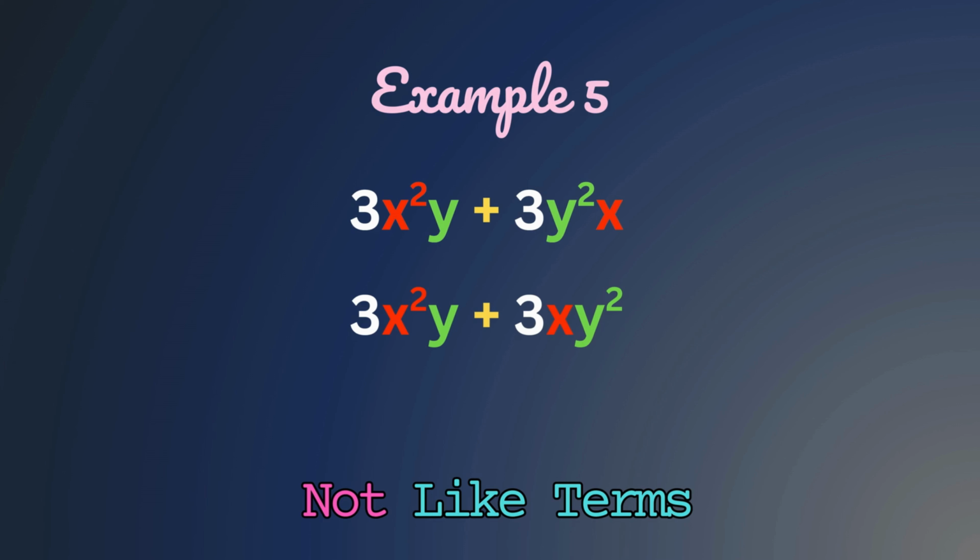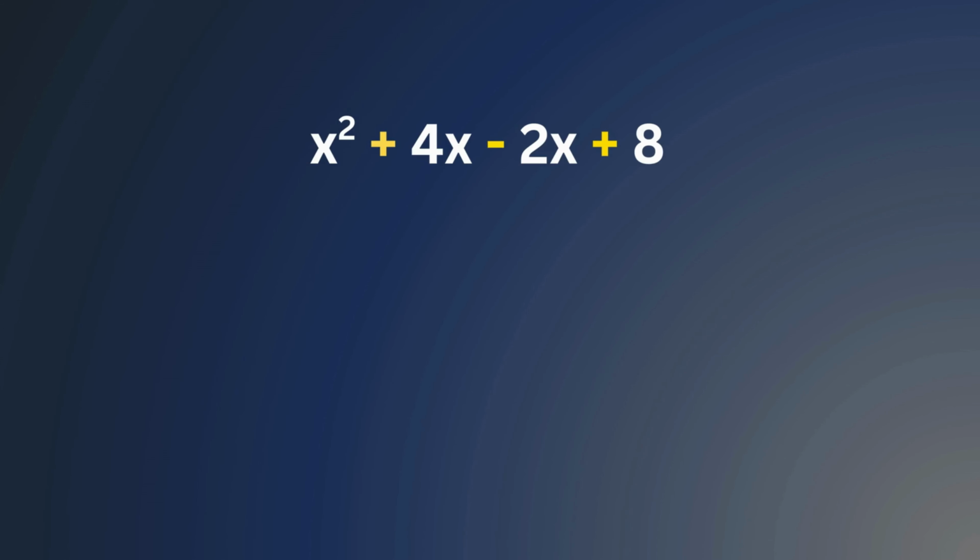Now that we have practiced like terms, let us go through some polynomials where we look for any like terms and simplify by combining them. Here's our first example. x squared plus 4x minus 2x plus 8.